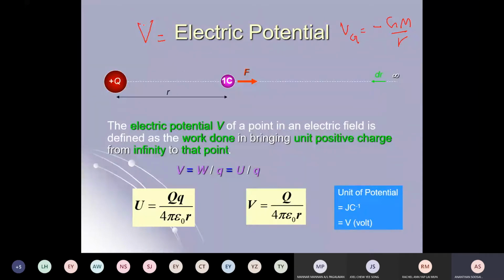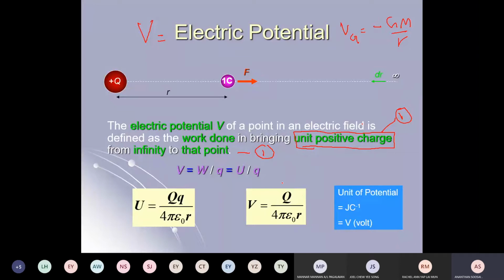Same thing goes for electric potential. So what is electric potential? Electric potential of a point in an electric field is defined as the work done in bringing a unit positive charge, this is to be added, unit positive charge, 1 mark, to bring from infinity to that point. This is 1 mark. So you need positive charge to be included.